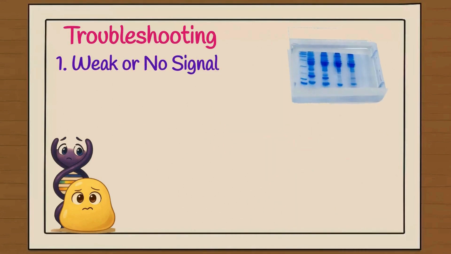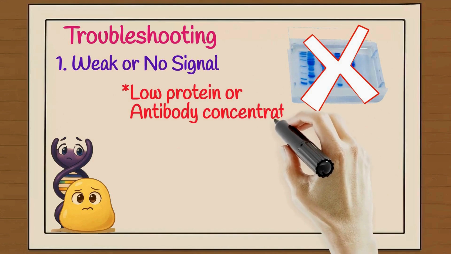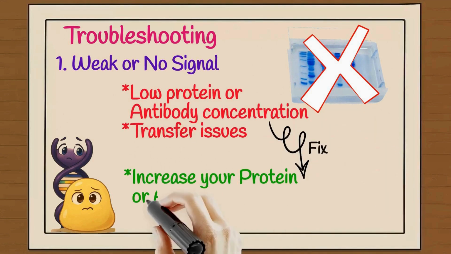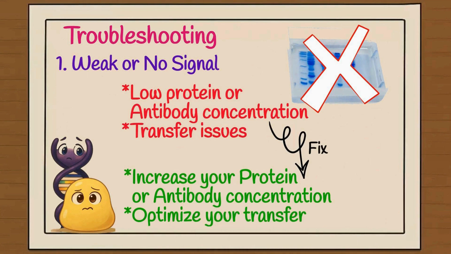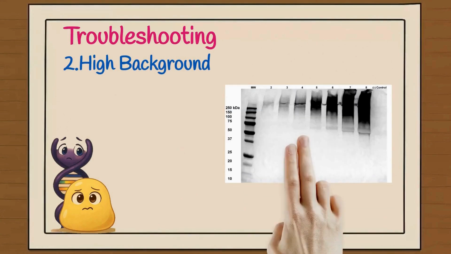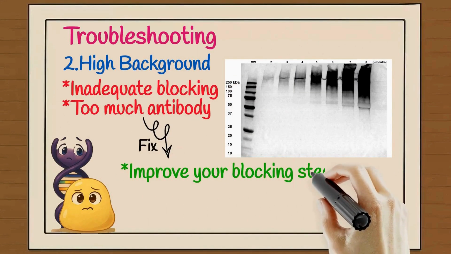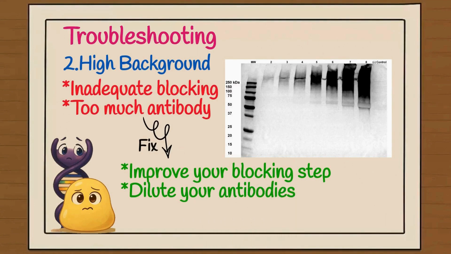1. Weak or no signal. This could be due to low protein or antibody concentration or transfer issues. To fix it, you can increase your protein or antibody concentration and optimize your transfer. 2. High background. This often means inadequate blocking or too much antibody was used. To solve this, improve your blocking step or dilute your antibodies.